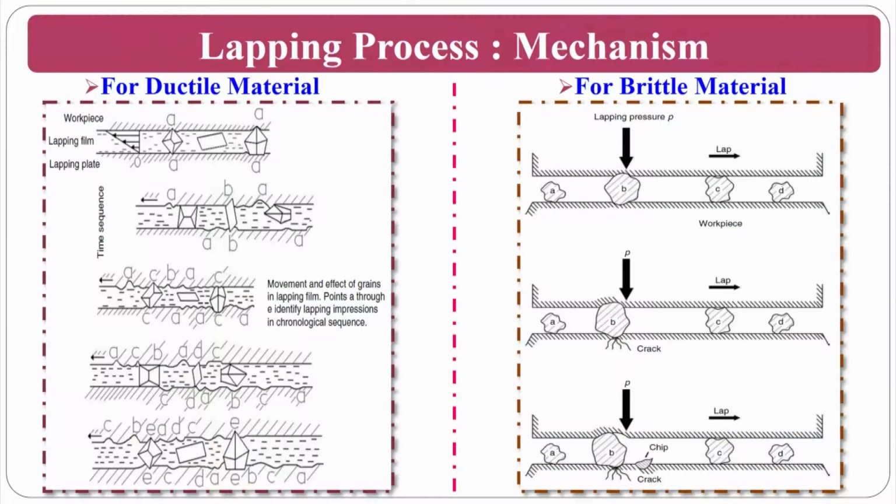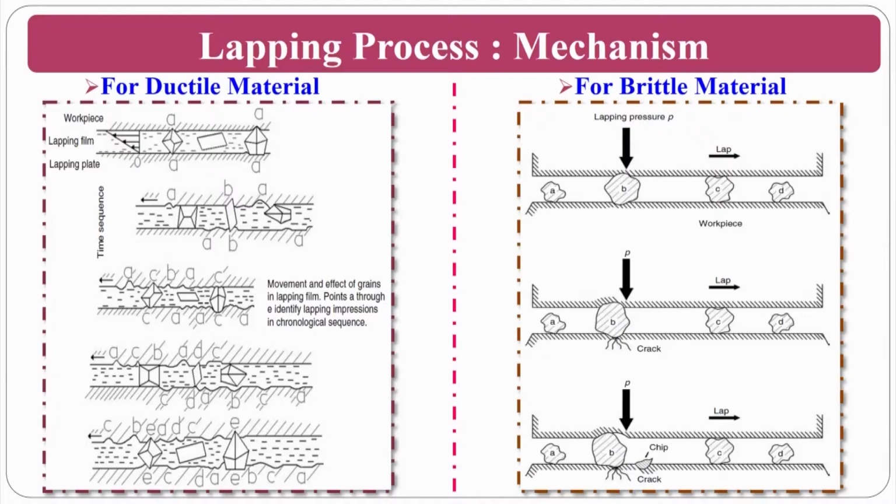But in the case of brittle materials, if the workpiece is like glass or silicon, these are the brittle materials. Normally, material removal in brittle materials is: first it will have a crack, then it will be removed in terms of fragments as chips. Your chips are like fragments of the brittle material. This is how the material removal takes place in most of the brittle materials, like cracking followed by fragments.